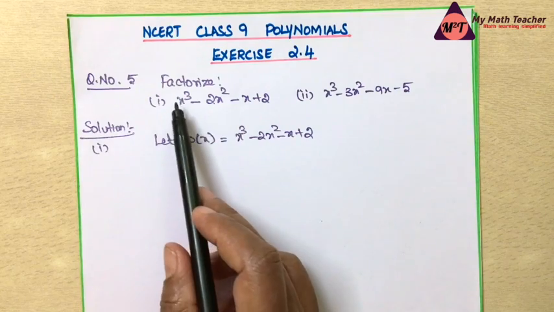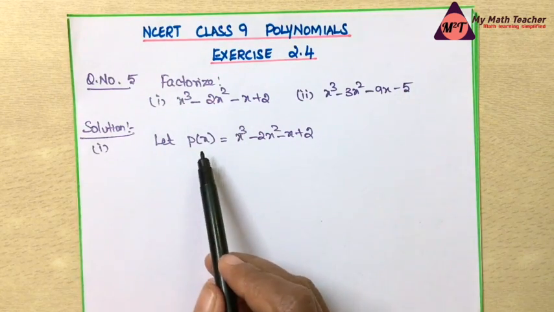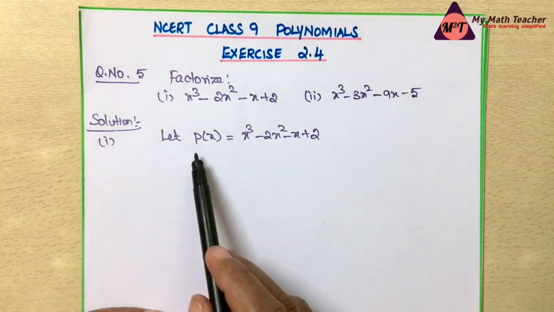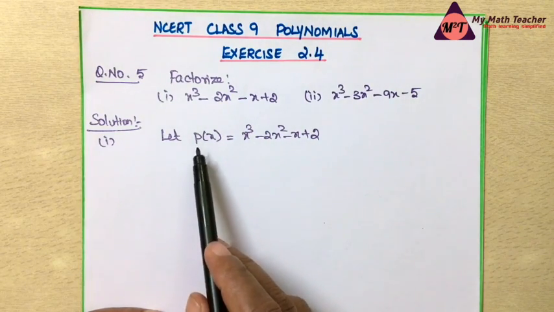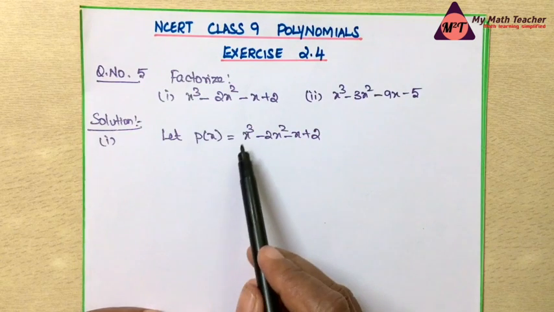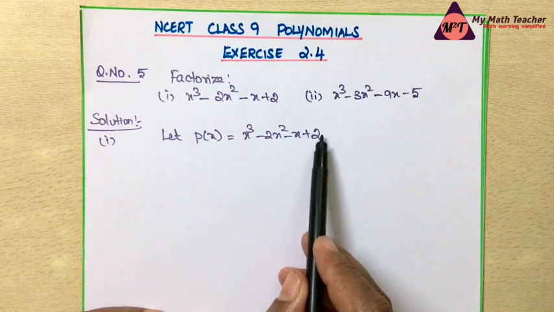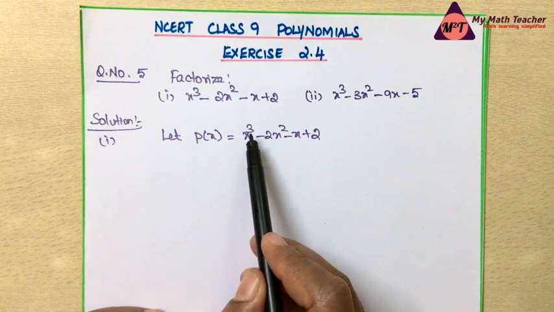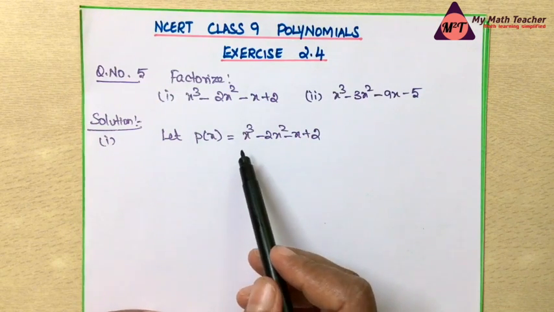So let us consider the given polynomial as p of x. Here we have to find the factors of the given polynomial. You can see the degree of x is in the descending order. So here the highest one is 3, which means you will be having 3 factors. Let us find one by one.